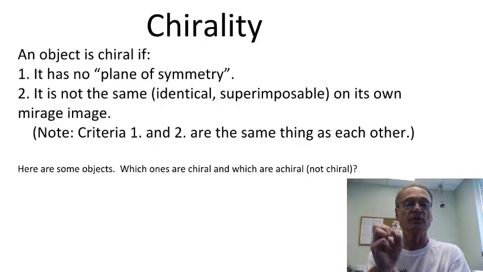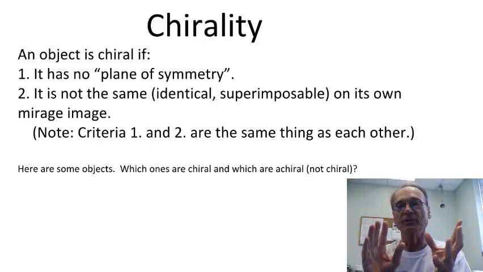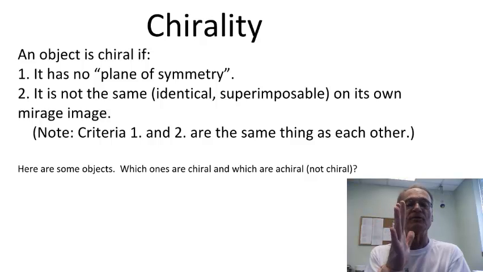A good example is your hand. By the way, chiral means handed, so your hands are kind of the ultimate example of a chiral object. So think about your hand. Does it have a plane of symmetry in it anywhere? And the answer is no. No matter how you hold it, no matter what shape you put it in, no matter how you orient it, it does not have a plane of symmetry.